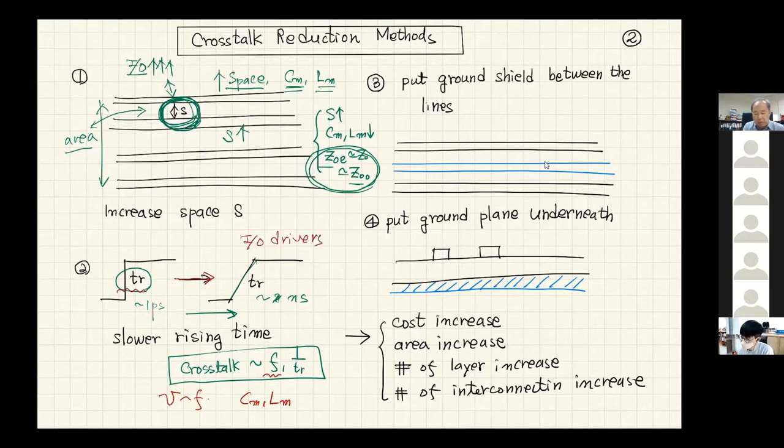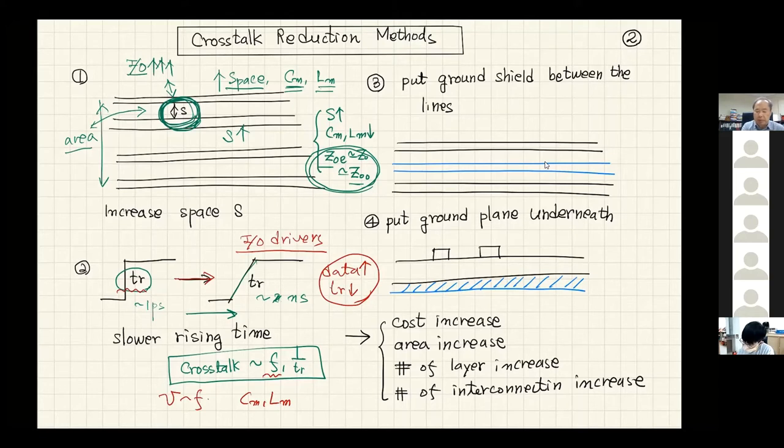But this is also colliding with another system requirement, which is that we want to increase the data rate. If you want to increase the data rate, then of course you have to reduce the rising and falling time to guarantee certain timing margins at the receiver side. So a slower rising time system has less EMI and crosstalk problems, but this is not easily achieved.